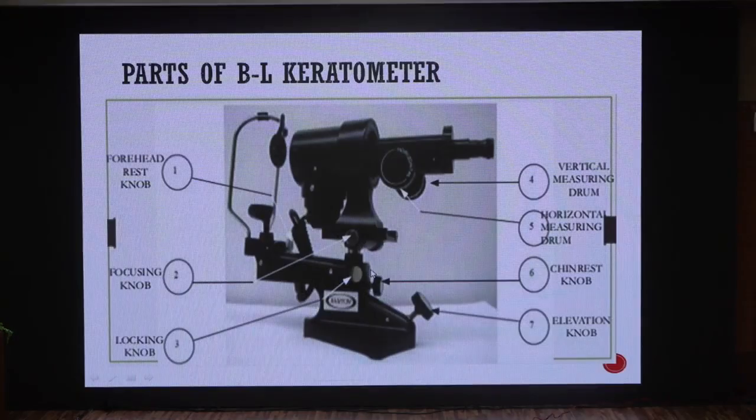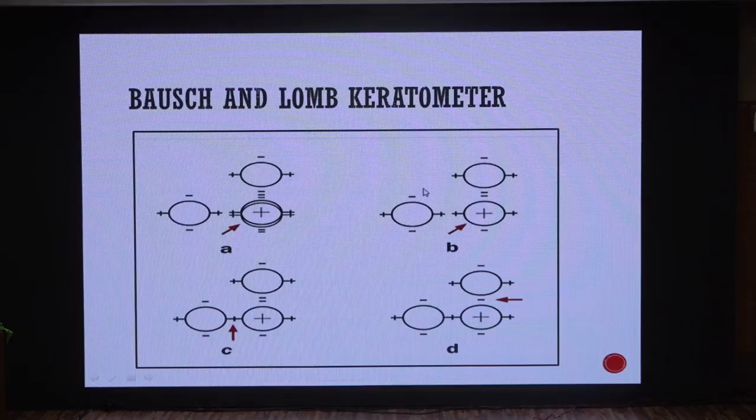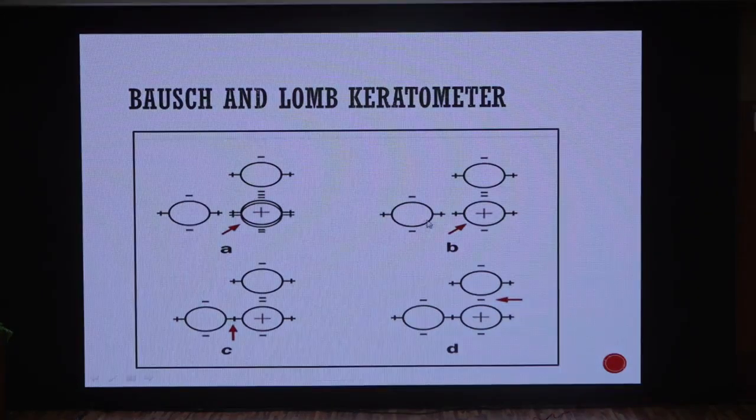Okay, and now you are ready to measure both the meridians. So you have your horizontal measuring drum and your vertical measuring drum here. You move your horizontal measuring drum and try to superimpose these two plus signs. This would be your endpoint where both the plus signs have been superimposed, and then you take the reading of whatever the drum is showing.